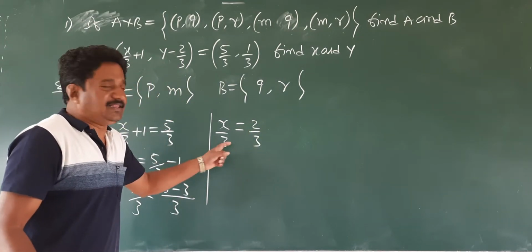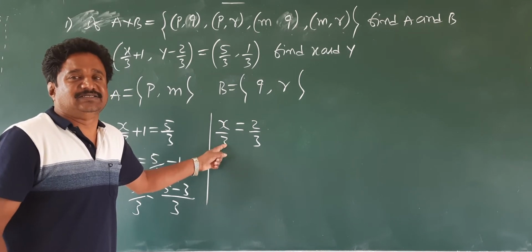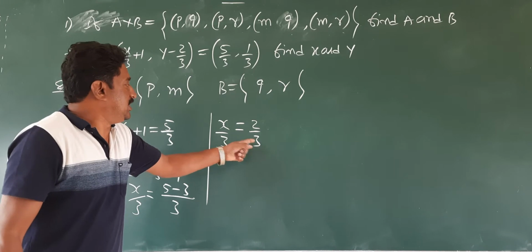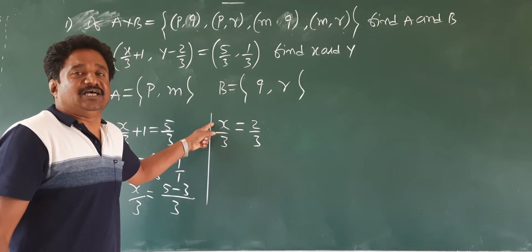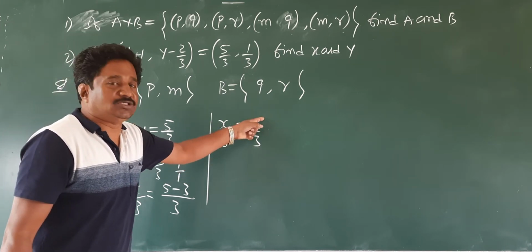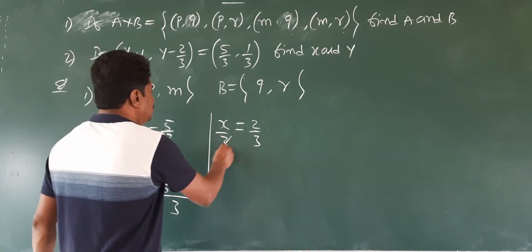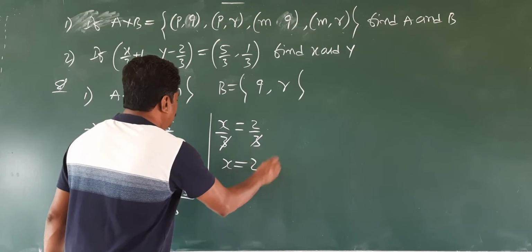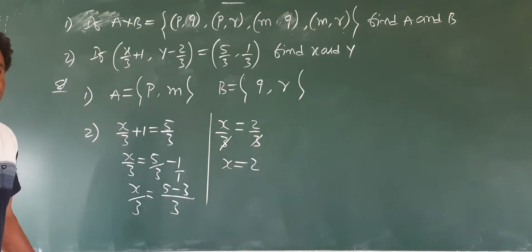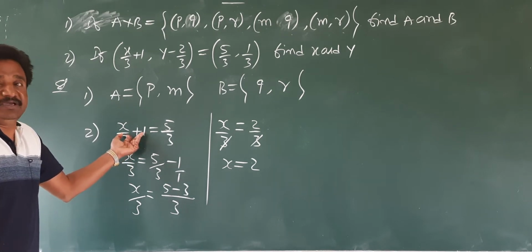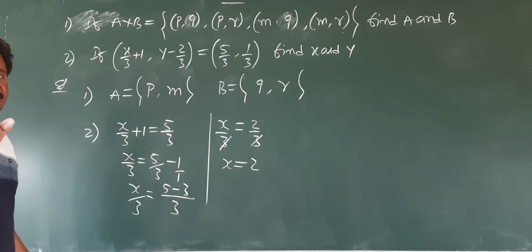I think 3 and 3 get cancelled, because on cross multiplication this 3 goes up, which means it can be cancelled. So tell me x value: 2. x is 2. You can find x and y in any way. Some people prefer to find LCM here itself. You can do it in any way, students.